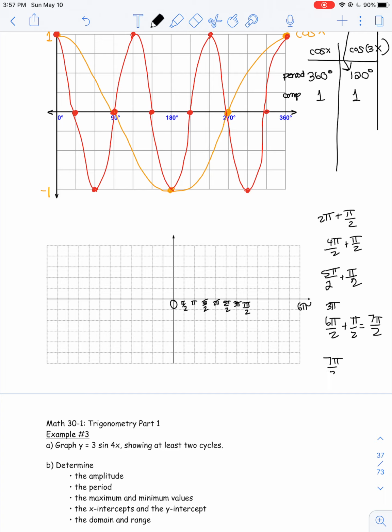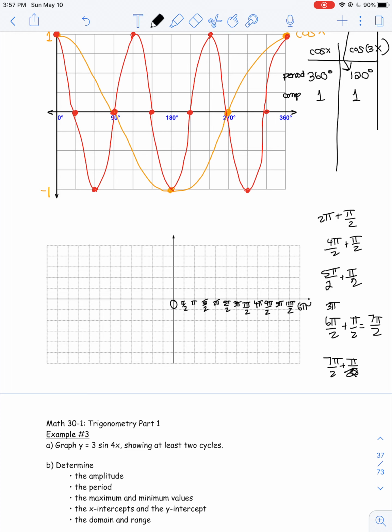And then 7 pi over 2 plus pi over 2 gives us 8 pi over 2. 8 pi over 2 is 4 pi. And then 8, so that'll be 9 pi over 2. This will be 10 pi over 2, which is 5 pi. And this will be 11 pi over 2. And finally, 12 pi over 2 is 6 pi. So that's how I split up my intervals.